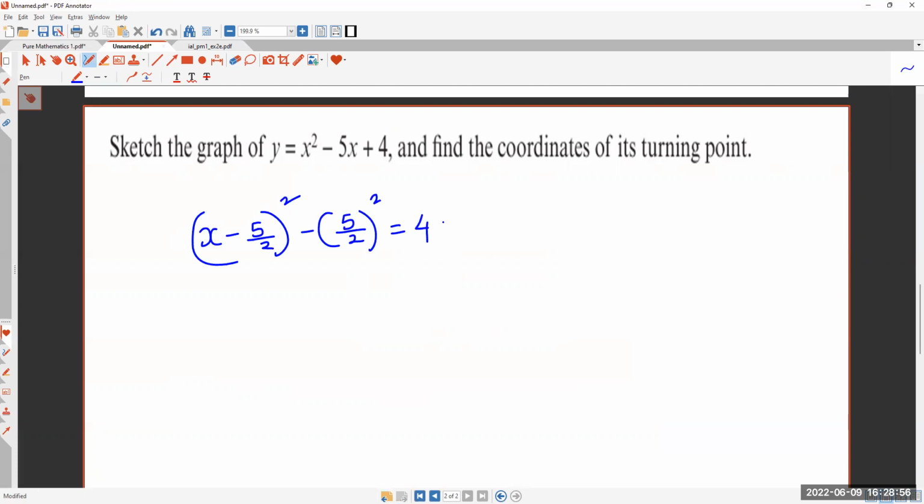I'm taking y equal to 0 right now. Minus 4, plus 4 is equal to 0. I took y is equal to 0 and I'm doing the completing the square method. Instead of writing completing the square method, I will always write CSM.